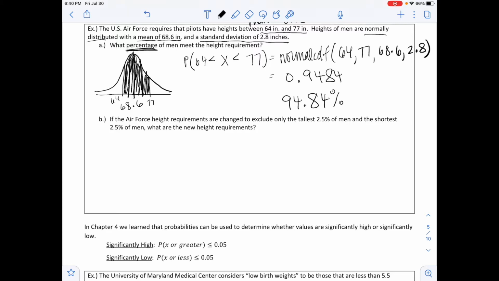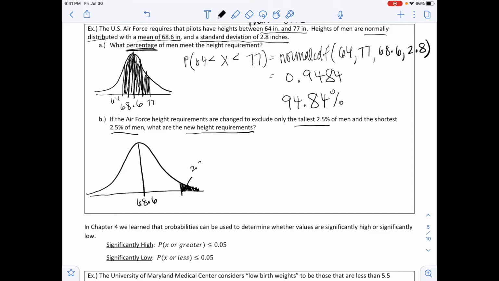So part B says if the Air Force height requirements are changed to exclude only the tallest 2.5% of men and the shortest 2.5% of men, what are the new height requirements? So again, let's go ahead and draw our bell-shaped curve, our normal curve, and put our mean on, which is equal to 68.6. So it says the tallest 2.5% of men, that would be this area in the very far right tail. So this would be that 2.5%. Expressing this as a decimal, we get 0.025.